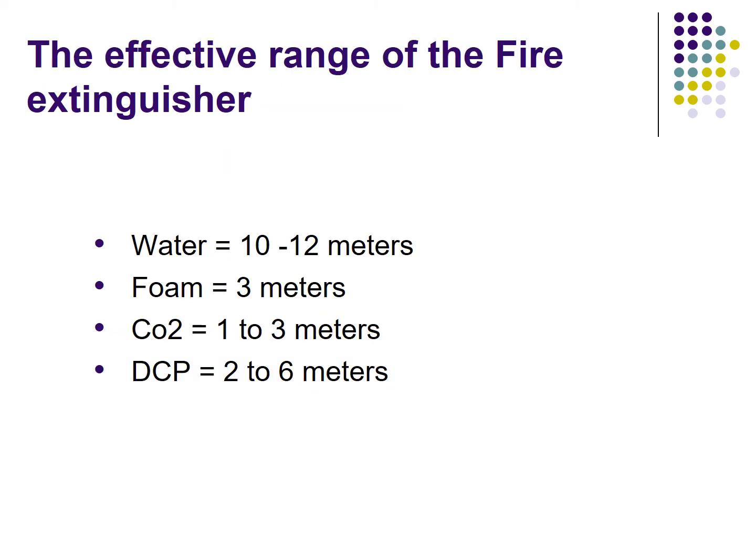The effective range of fire extinguisher. The water fire extinguisher is effective for 10 to 12 meters, foam type 3 meters, CO2 1 to 3 meters, DCP or dry powder 2 to 6 meters. You should be aware of the effectiveness of the fire extinguisher, so that you can use it in the proper way.